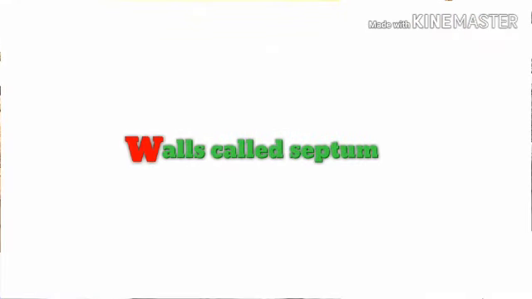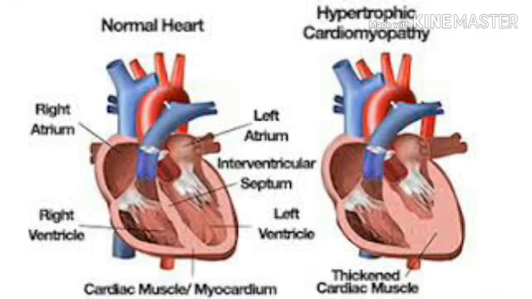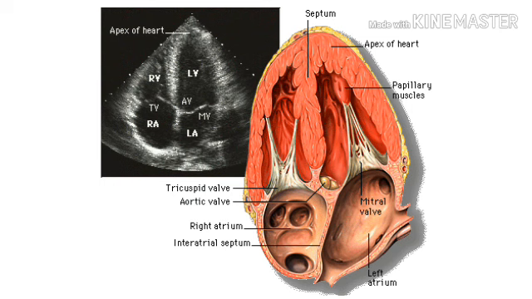The chambers of the heart are divided by walls, each of which is called a septum. The intraventricular septum separates the two ventricles. The interatrial septum divides the two atria. There is also a septum between the atrium and ventricle on each side.